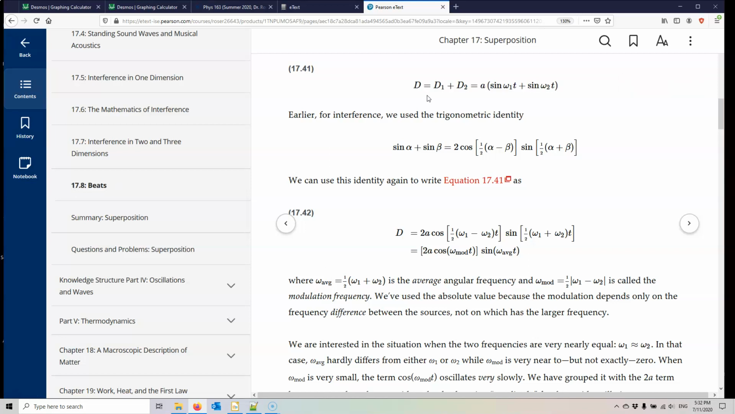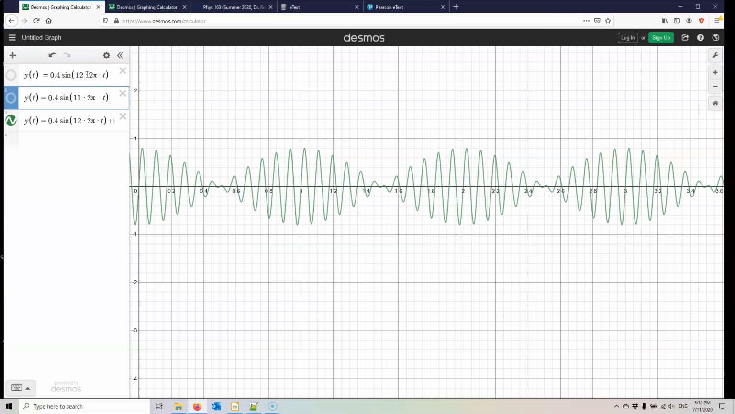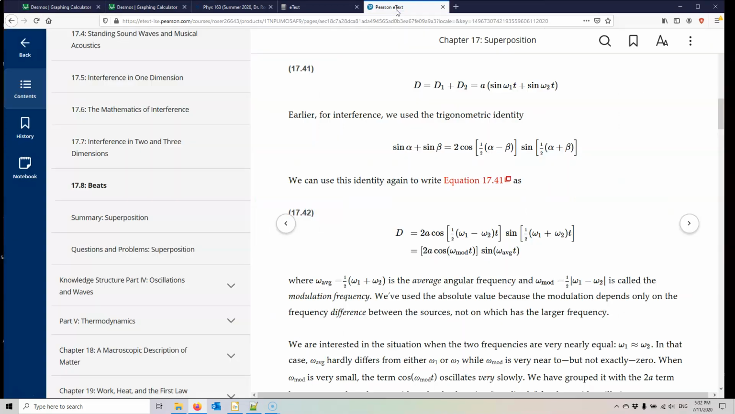So this is the displacement, right? The principle of superposition says the displacement d is the sum of the two. Now I picked my amplitude a to be 0.4, and I had omega 1 and omega 2. In my case, they were 12 times 2 pi and 11 times 2 pi. Slightly different.